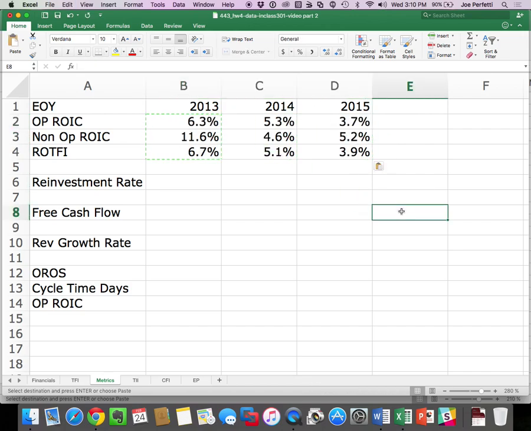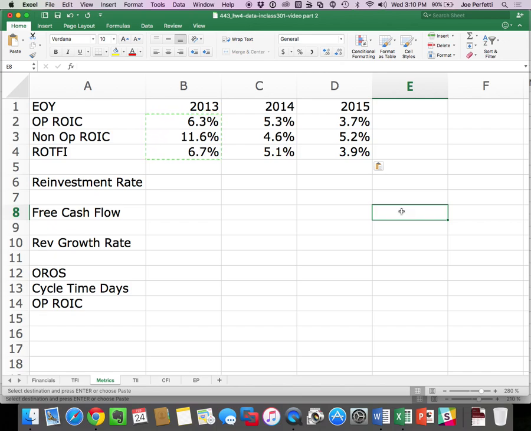Now, what we can see in all 3 years is the returns are dropping for the company, from 6.3 to 3.7, from 11.6 to 5.2, from 6.7 weighted average to 3.9 weighted average. So the performance of the business is getting worse.